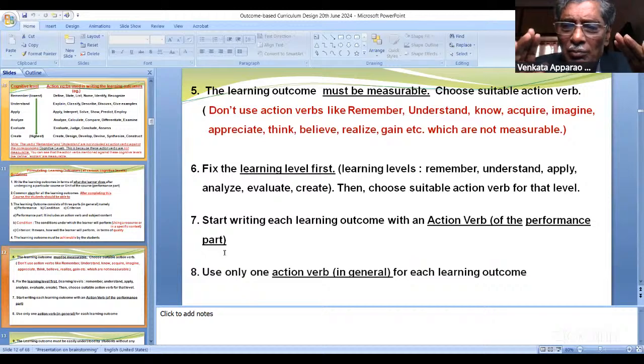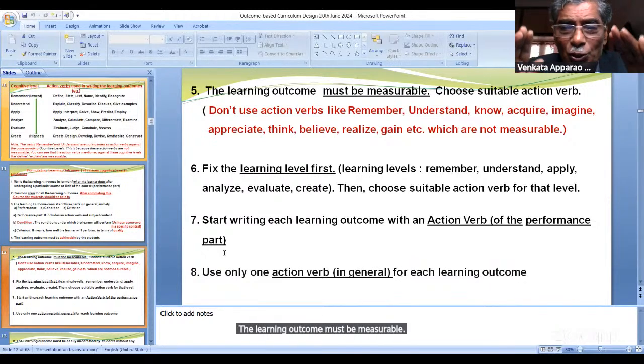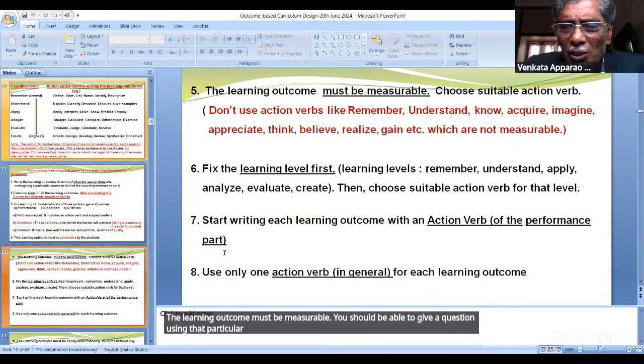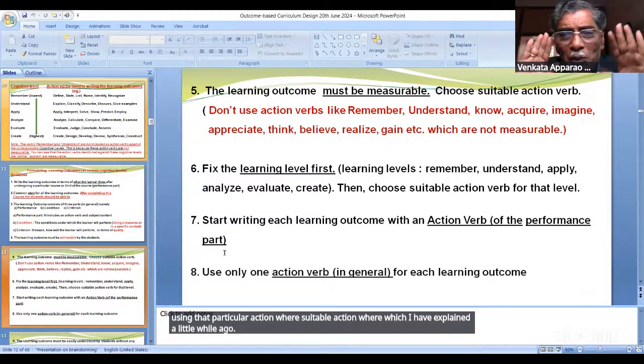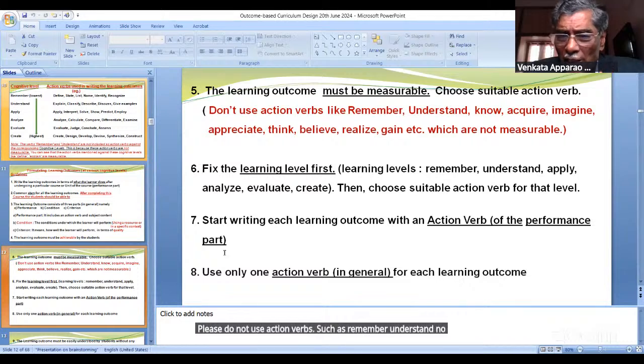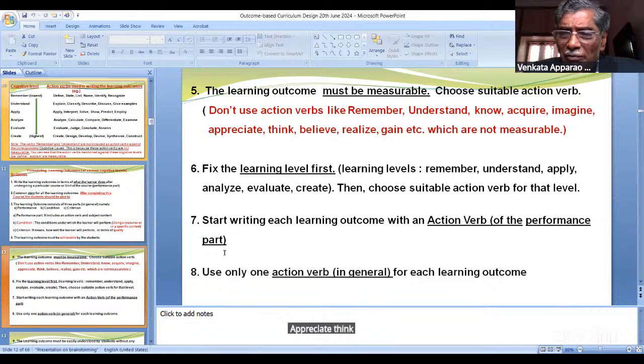The learning outcome must be measurable. You should be able to give a question using that particular action verb. Choose a suitable action verb, which I have explained a little while ago. Please do not use action verbs such as remember, understand, know, acquire, appreciate, think, believe, realize, gain, etc., which are not measurable.